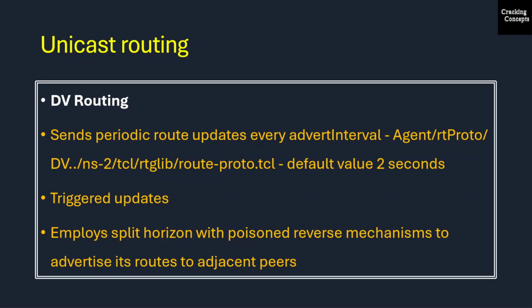Each agent employs the split horizon with poisoned reverse mechanisms to advertise its routes to adjacent peers. Split horizon is the mechanism by which an agent will not advertise the route to a destination out of the interface that it is using to reach that destination. In a split horizon with poisoned reverse mechanism, the agent will advertise that route out of that interface with a metric of infinity.